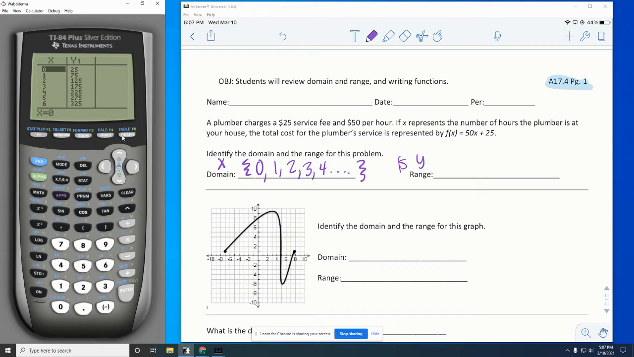Range is your y's. Y's are your money. So if we look across, if he's at your house for 0 hours, it would cost you about $25, $75, $125, and so on.